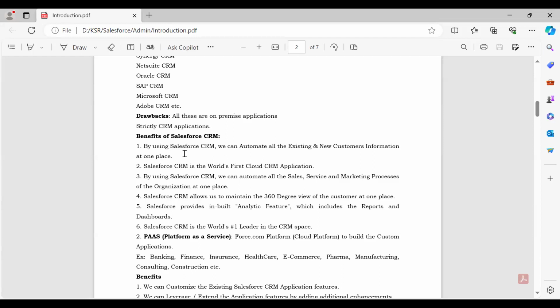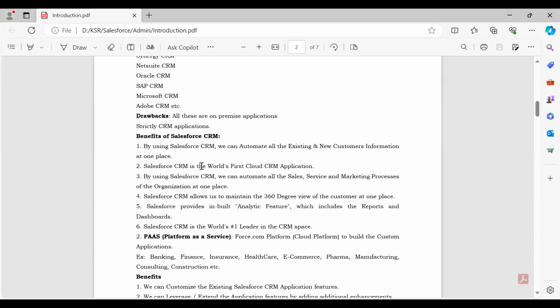It means we can store the patients' data. We can store the doctors' information. We can store patient-doctor interactions, nurse-related information, caregivers, medicine-related data, pharmacy-related data. Everything we can manage by using the Health Cloud application. That means by using this Salesforce CRM application, we can automate our business processes. It may be any business.